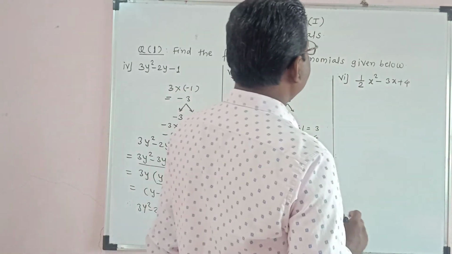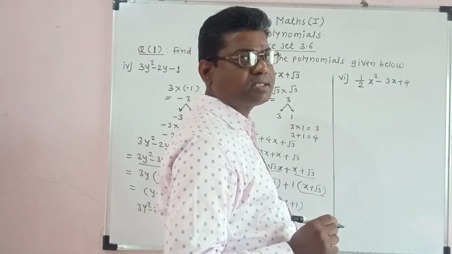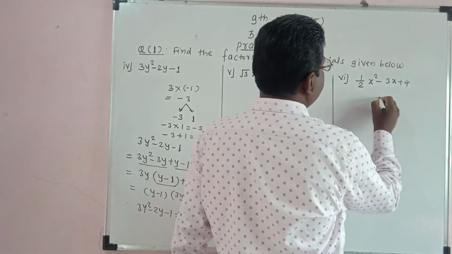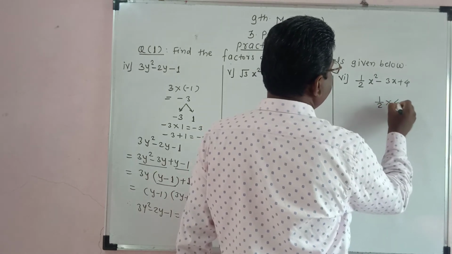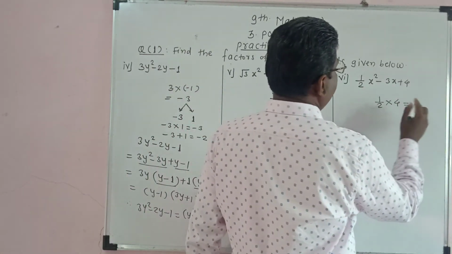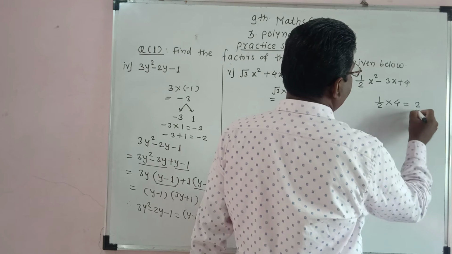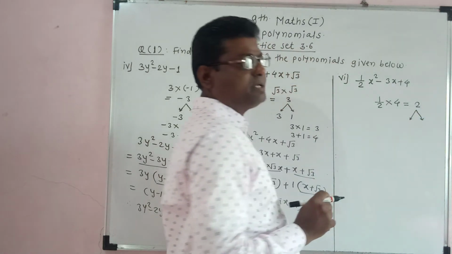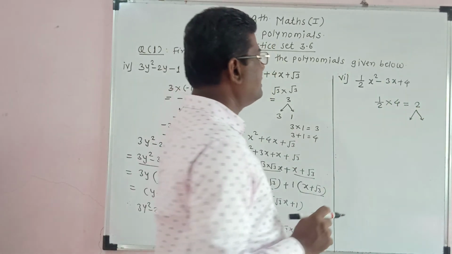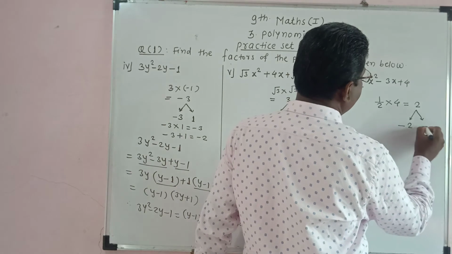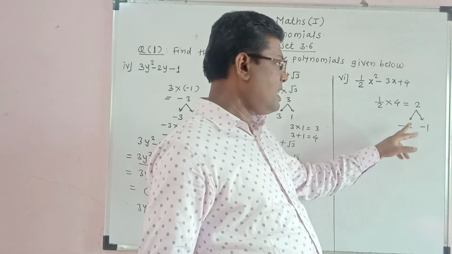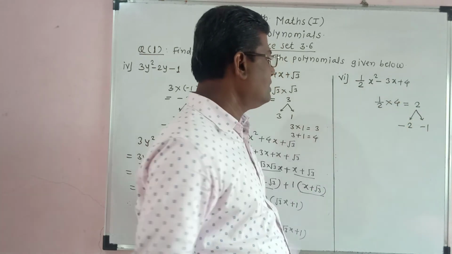Now the next example, example number 6, ½x² - 3x + 4. So we multiply the coefficient of x², which is 1 upon 2, and the constant term 4. 1 upon 2 into 4, 2 2s are 4, that will get 2. Now find two numbers such that their multiplication is 2 and sum is -3. Such numbers are -2 and -1, so that -2 into -1 is equal to 2 and -2 - 1 is equal to -3.